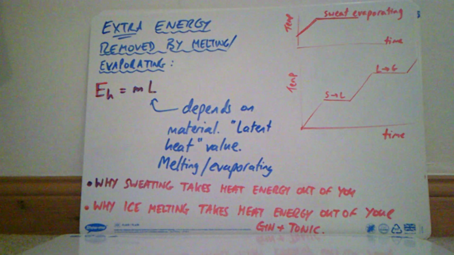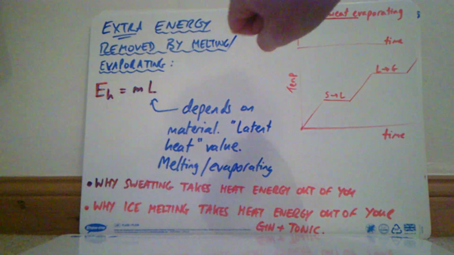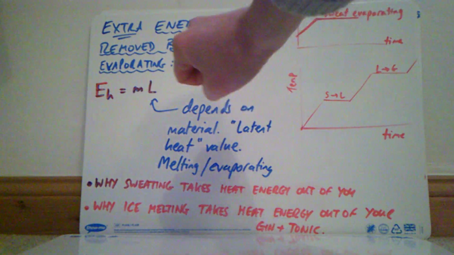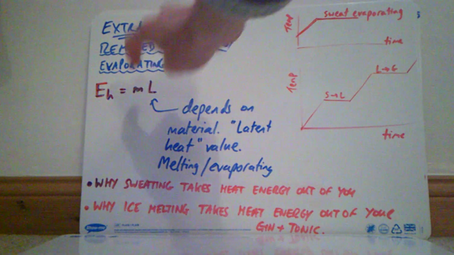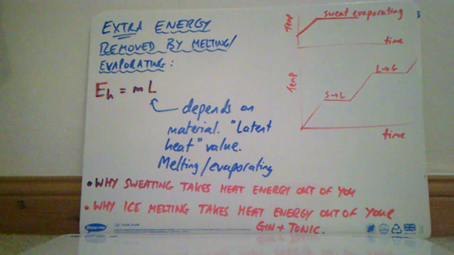Here's another formula for heat energy, and people get confused a bit, but this formula, EH equals mL, is all about the extra energy to melt a solid or the extra energy to vaporize a liquid. So the extra heat energy required to melt or evaporate something is the mass of that thing times the latent heat value. Now the latent heat value is on the data sheet.